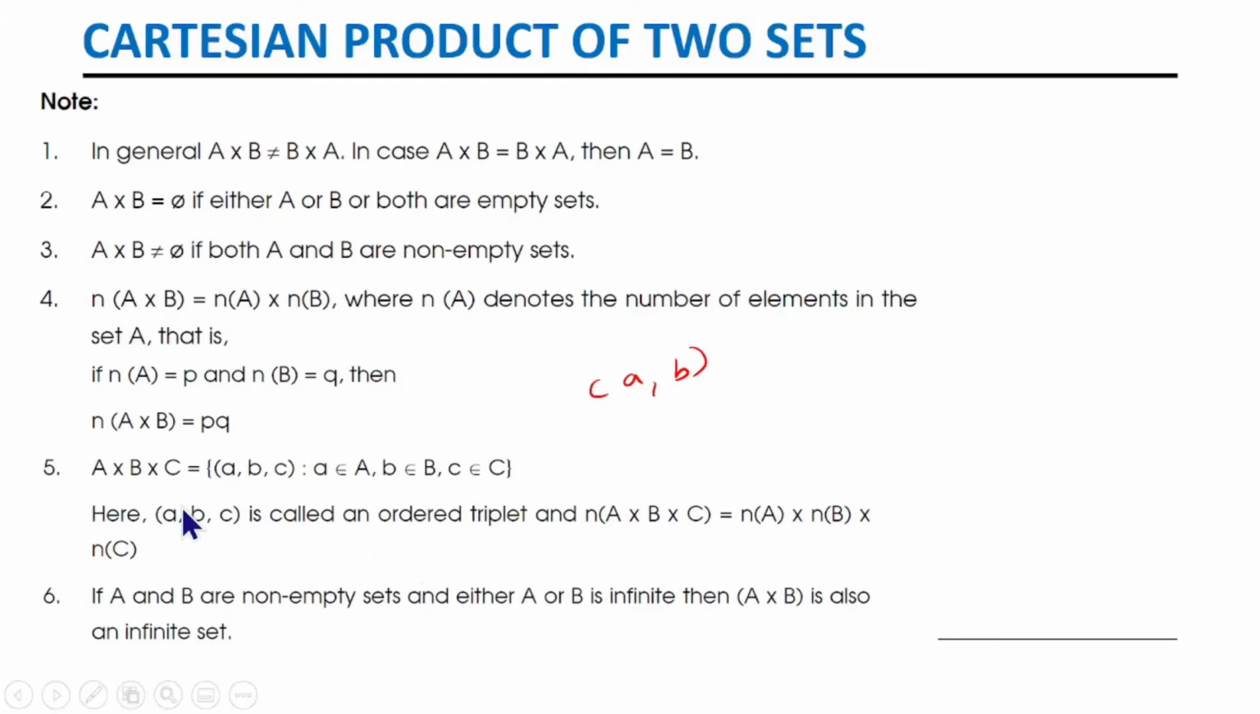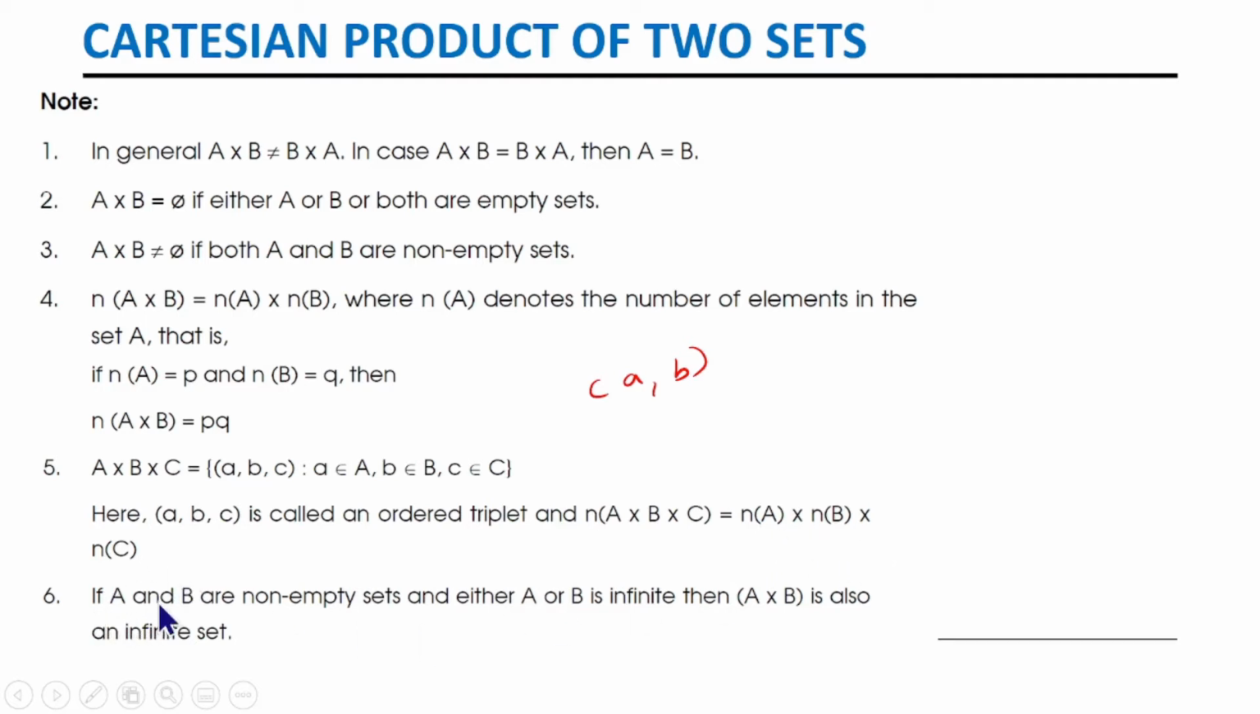So if we have A cross B cross C, it is equal to the set of all ordered triplets such that a belongs to A, b belongs to B and c belongs to C. Again, the number of elements in this Cartesian product of three sets A, B and C is equal to the number of elements in set A into the number of elements in set B into the number of elements in set C. So n of A cross B cross C is equal to n of A into n of B into n of C.